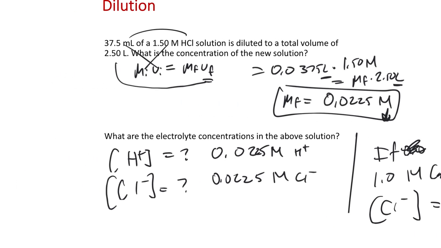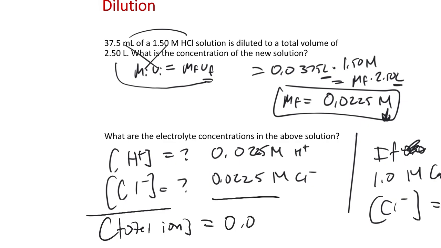We could also look at the total ion concentration. Sometimes we ask, what's the total concentration of ions in the solution? Let's go back to the HCl solution. That would just be the 0.225 times 2, so this will be 0.450 moles per liter of total ions.